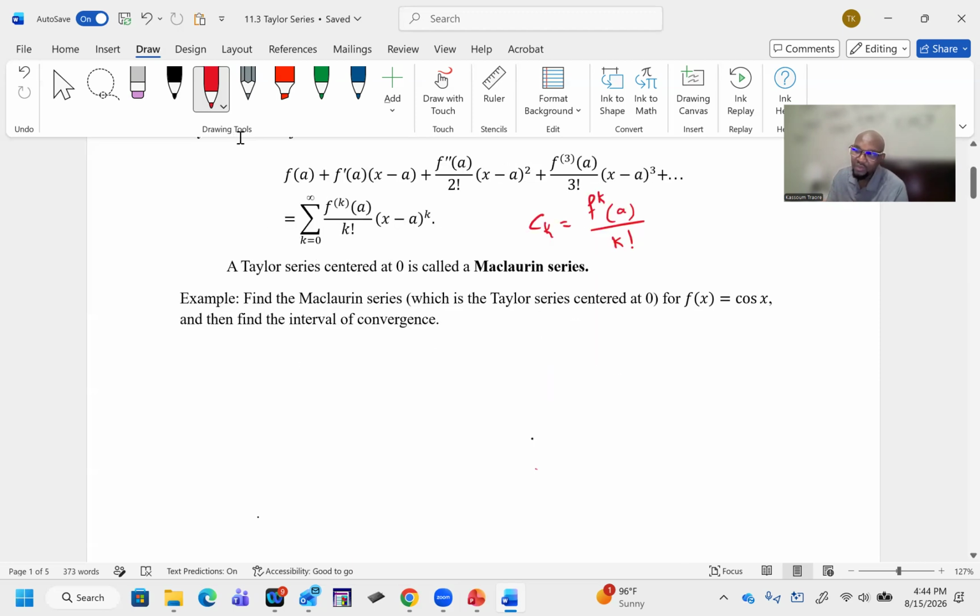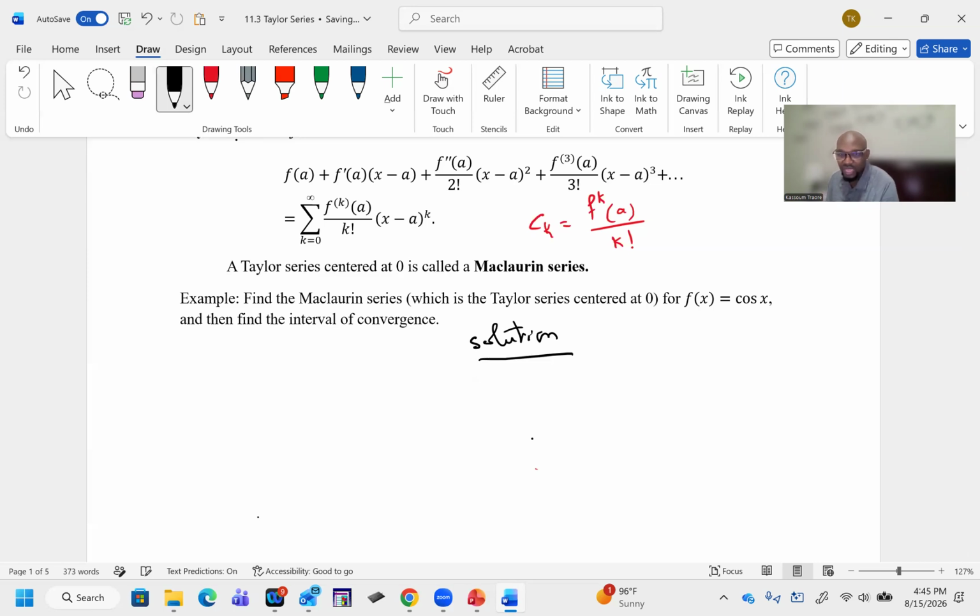And a Taylor series centered at 0 is called a Maclaurin series. So let's start with the first example. Find the Maclaurin series, which is the Taylor series centered at 0, for f of x equals cosine x, and then find the interval of convergence. Again, we are familiar with these problems, so solutions.